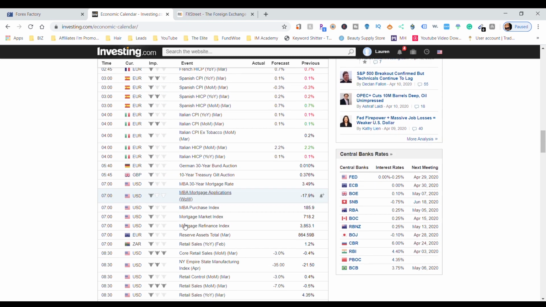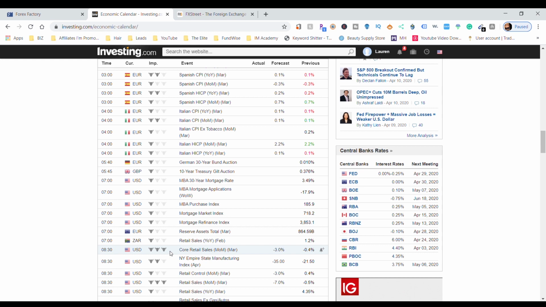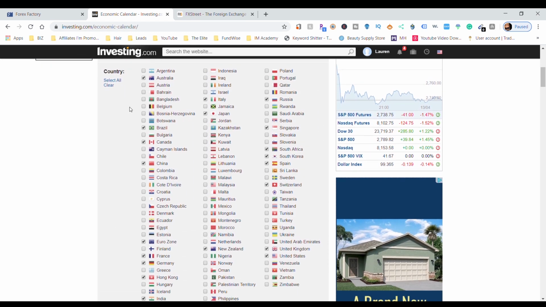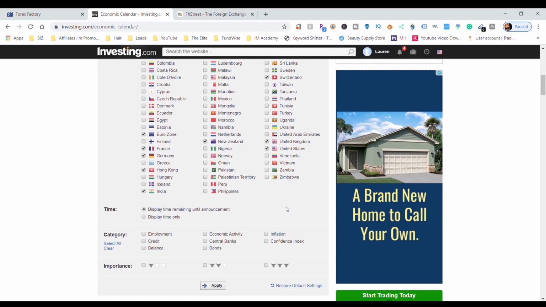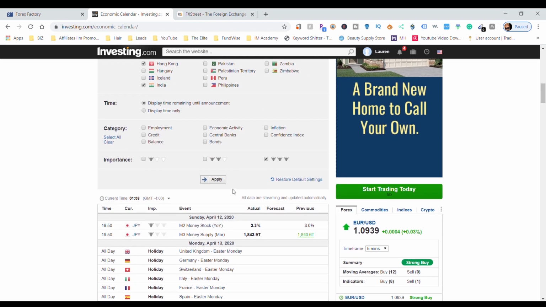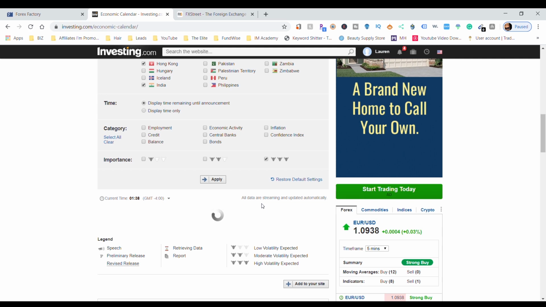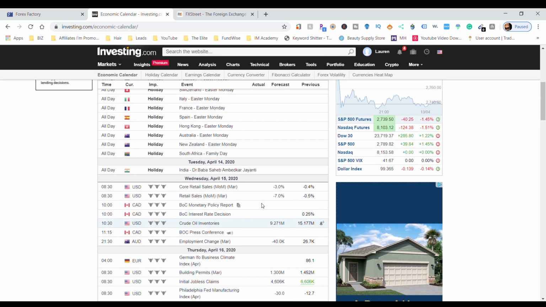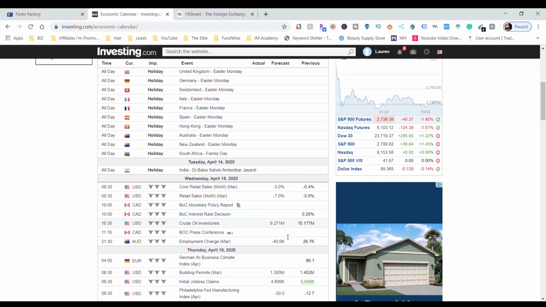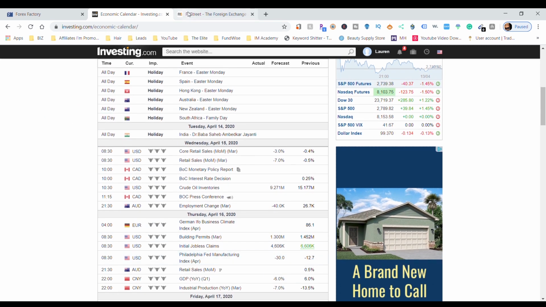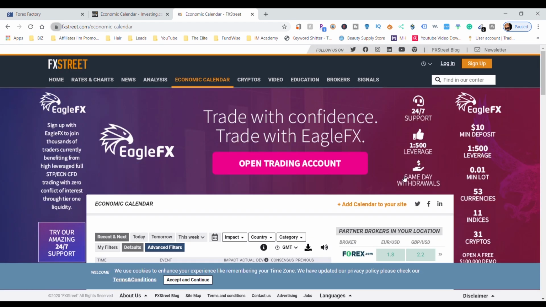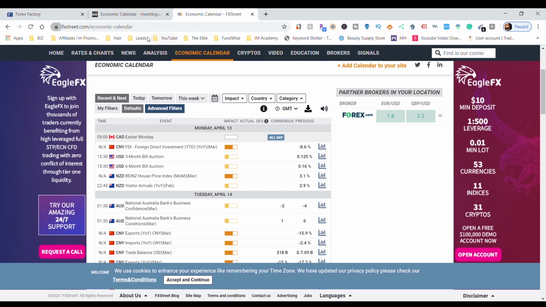And if you only care about certain countries, you can put that there. And then if you only want high volatility, then you can click that, and then it'll show you what's going on. You can go to FX Street, economic calendar on FX Street, and it's pretty much the same.